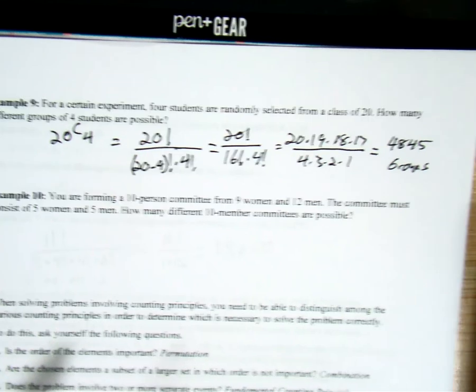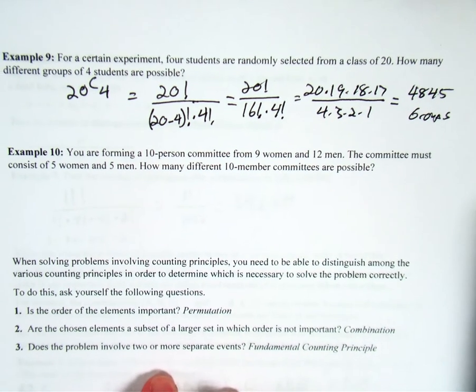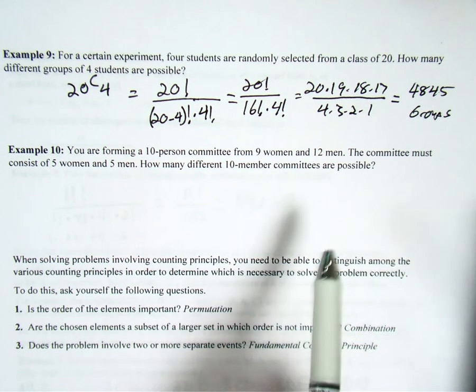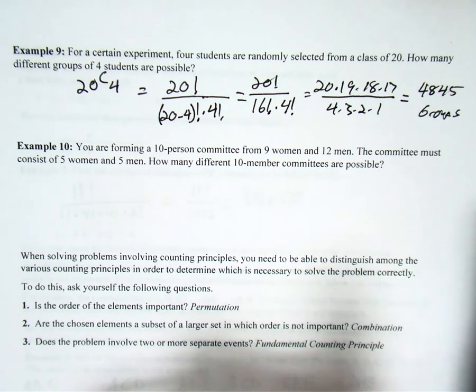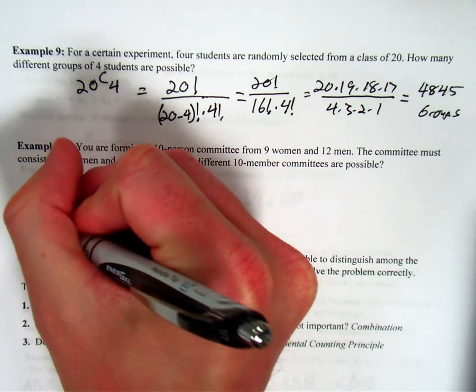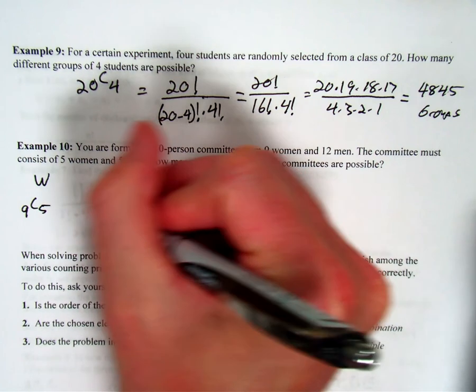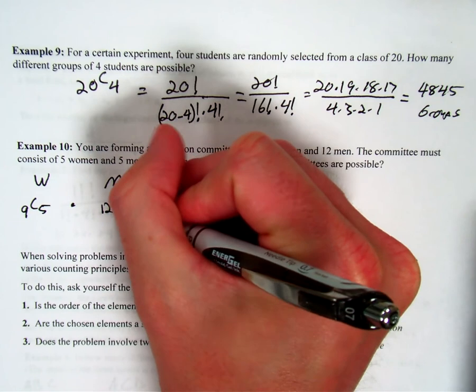You are forming a 10-person committee from 9 women and 12 men. The committee must have 5 women and 5 men. How many different 10-member committees are possible? We're going to need to figure out our combinations for the women and the men and then multiply them together. So we have 2 separate ones. For the women, there are 9, and we're taking 5. And on the men's side, there are 12 to pick from, and we're still picking 5.